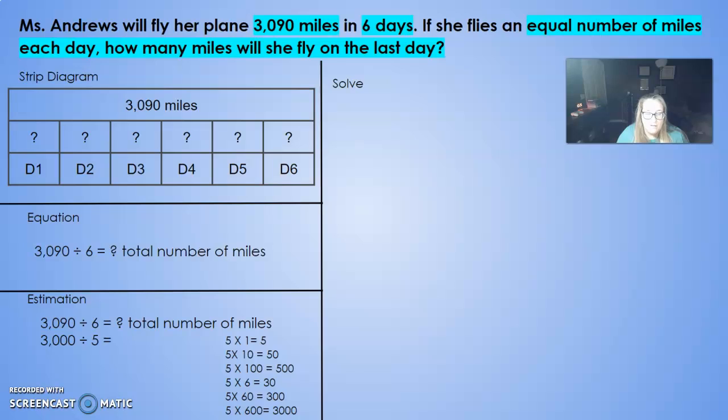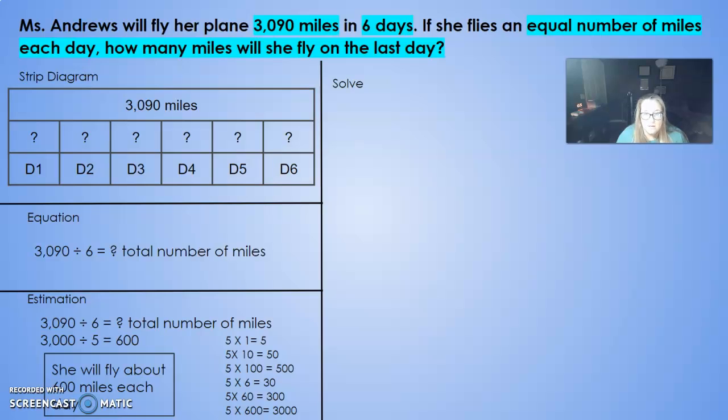And then I'm going to write my friendly numbers beside it. So I said 5 times 1 is 5, 5 times 10 is 50, 5 times 100 is 500. But I also knew that 5 times 6 was 30. And so if 5 times 6 is 30, 5 times 60 is 300, and 5 times 600 would be 3,000. Well, that helps me because my estimate that I'm trying to figure out is 3,000 divided by 5. So since I knew my facts, that's going to help me. So 3,000 divided by 5 is 600. So I know she's going to fly about 600 miles each day.